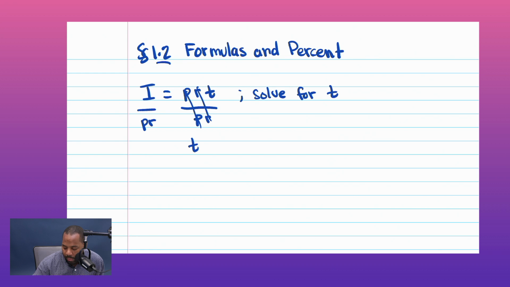So once we divide by P and R, we have T left on the right side, and that's just equal to I divided by PR. So we're just doing the additive inverse to isolate our variable.